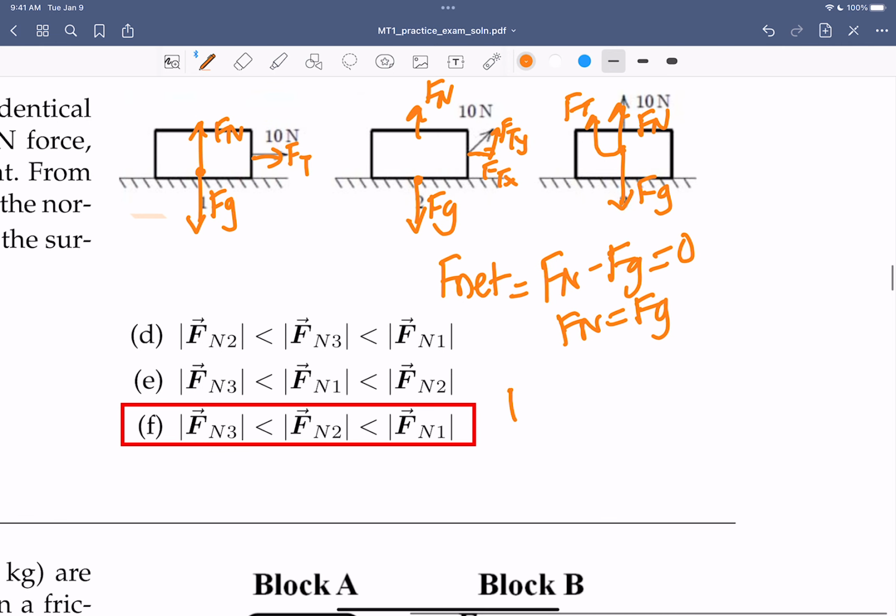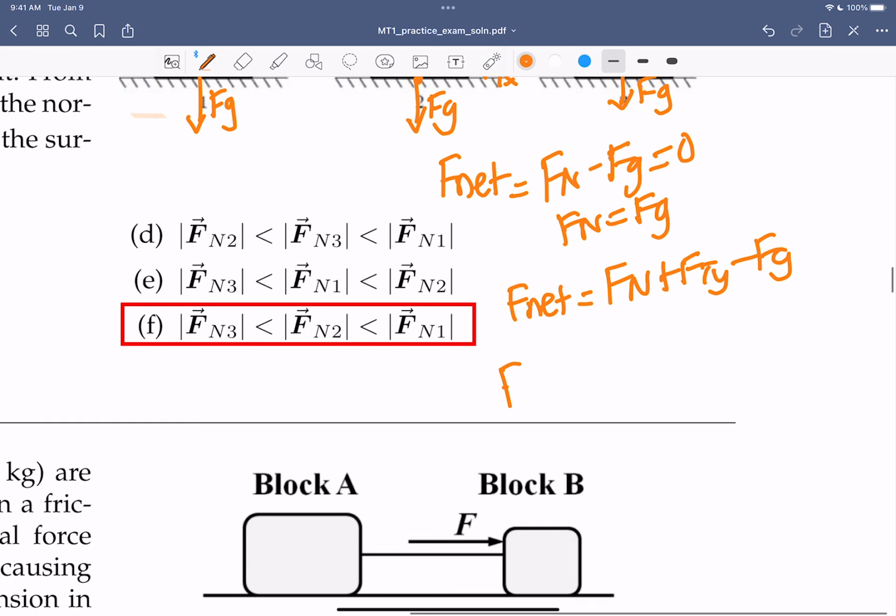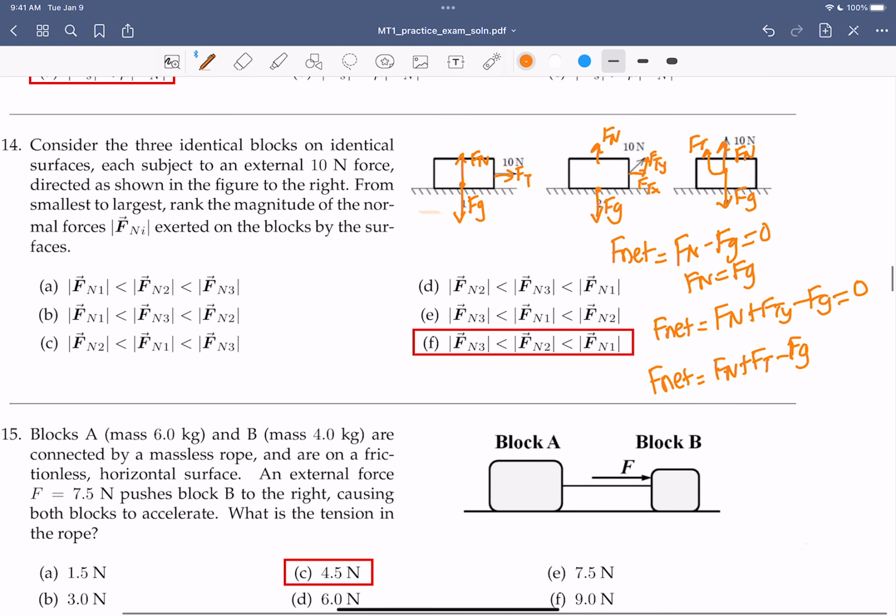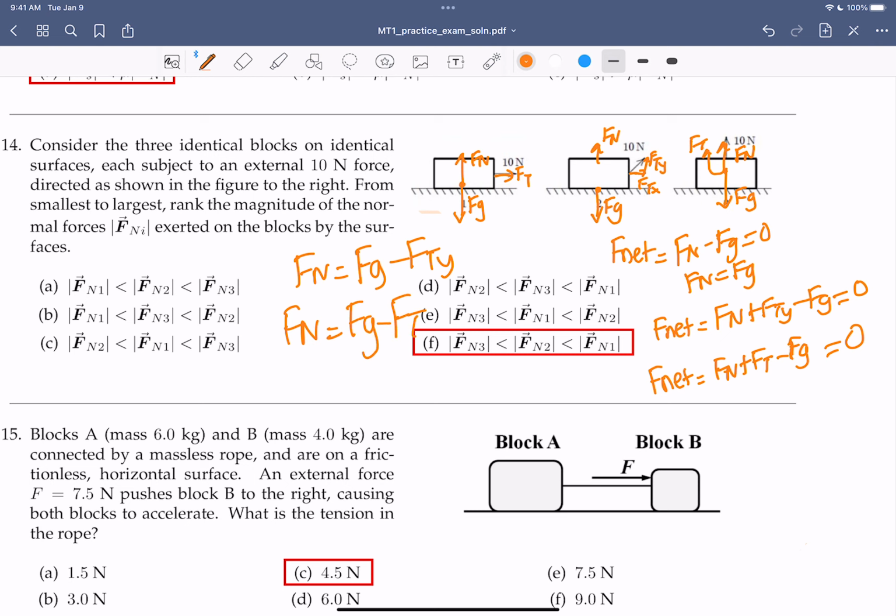If we write down an Fnet for the second one, we see that there's Fn plus Fty minus Fg, right? And then for the third one, Fnet is equal to Fn plus Ft minus Fg, and those are also equal to 0 here, right? So we want to see what Fn looks like. How does it relate to all the other values? We know for the first box, Fn is equal to Fg. How about the second box? Fn is equal to what? Fg minus Fty. And for the third box, Fn is equal to Fg minus Ft, right?